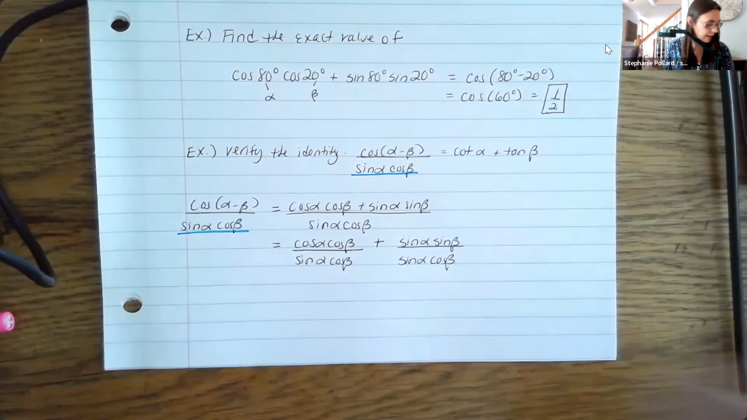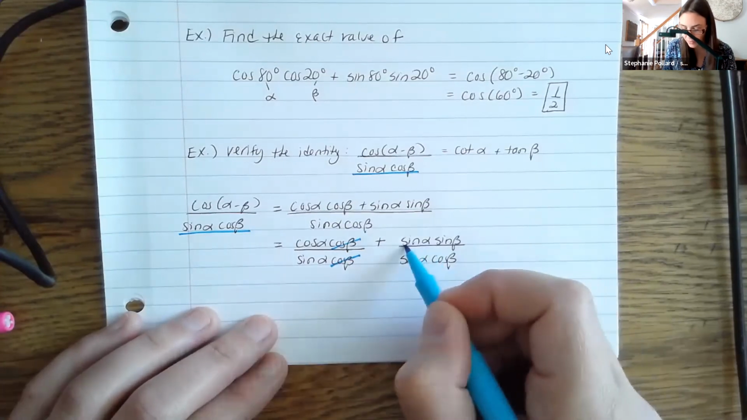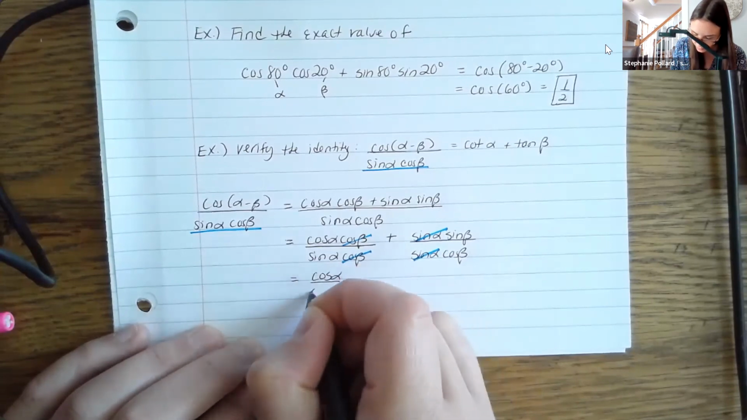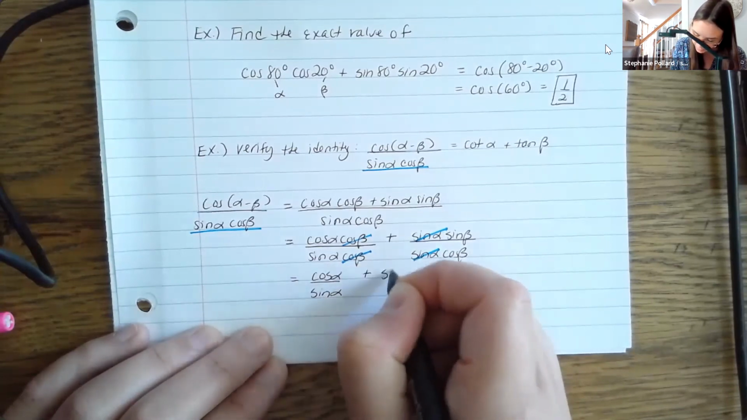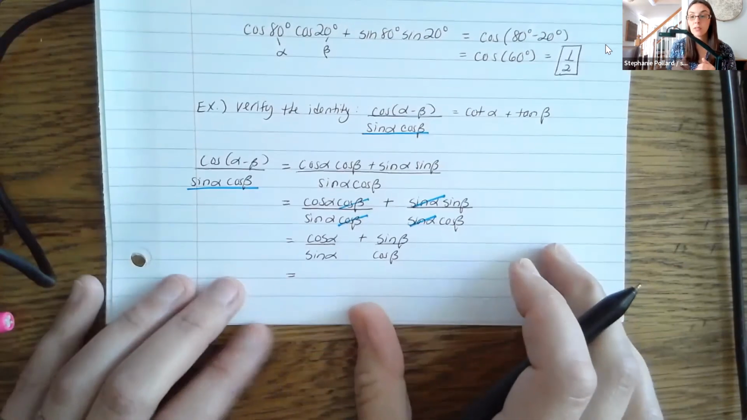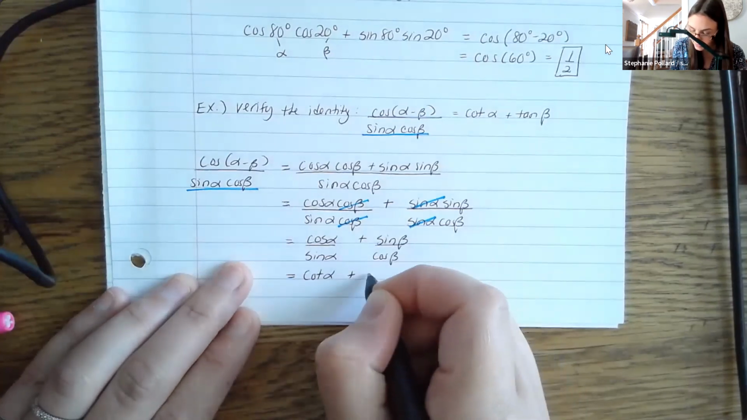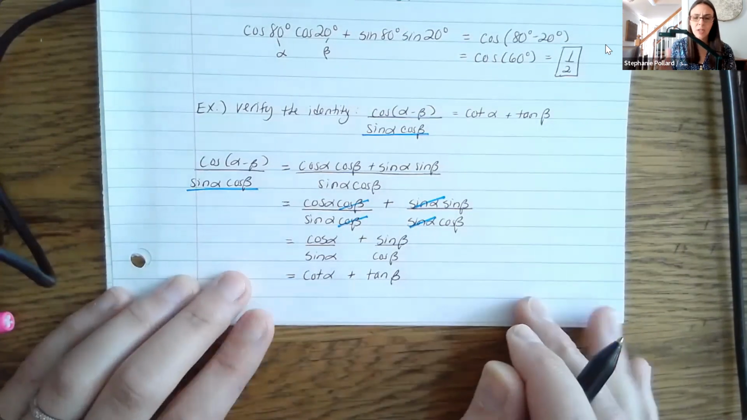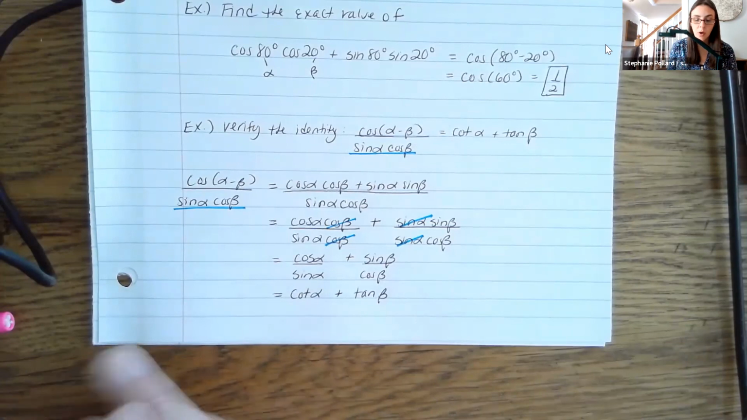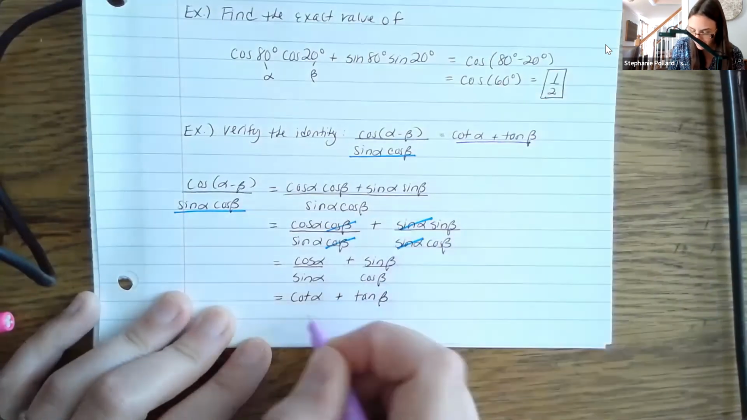And now I can actually do a little bit of cleaning up here. So I do see that cosine beta cancels, and sine alpha cancels. And I'm left with cosine of alpha over sine of alpha plus sine of beta over cosine of beta. Now, if I think here, cosine over sine is cotangent. So this becomes cotangent of alpha, and sine over cosine is tangent, so that becomes tangent of beta. Just watch your angles there. Obviously, we're not using all the same symbol. These would be two different angles theoretically. So cotangent alpha plus tangent beta, that's what we were trying to get to. So we are done.